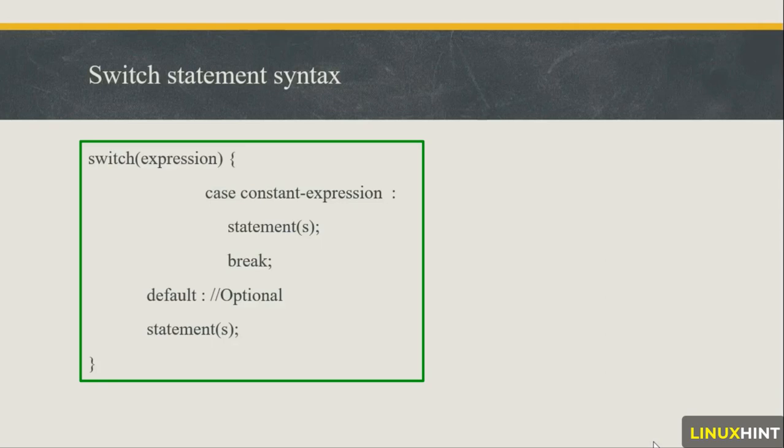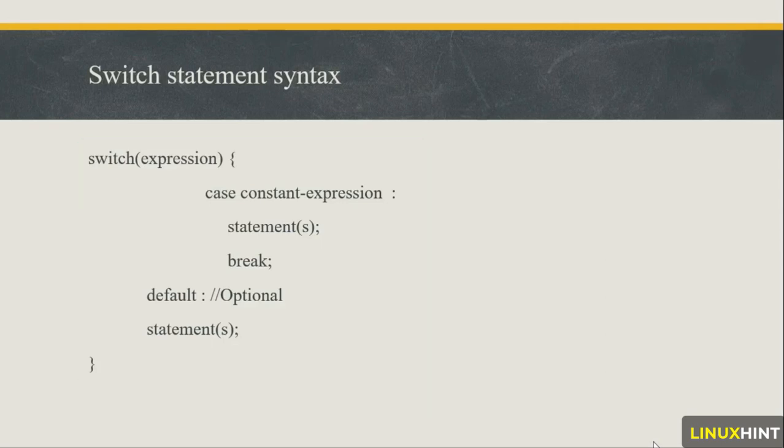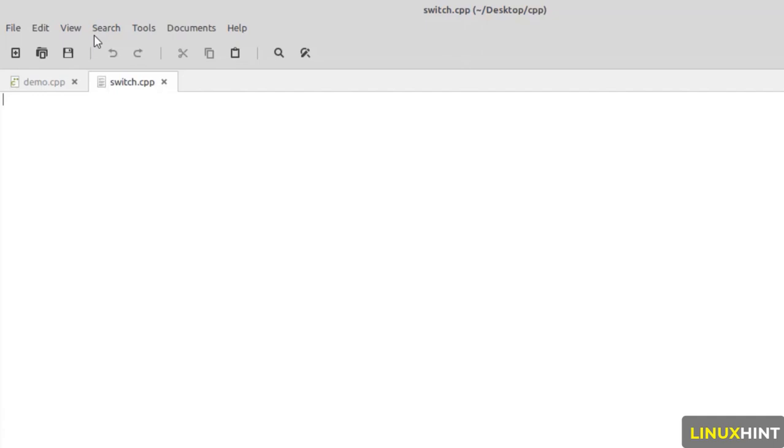Now let's understand the switch statement in C++ by a practical example. Create a new C++ file and include the iostream library.